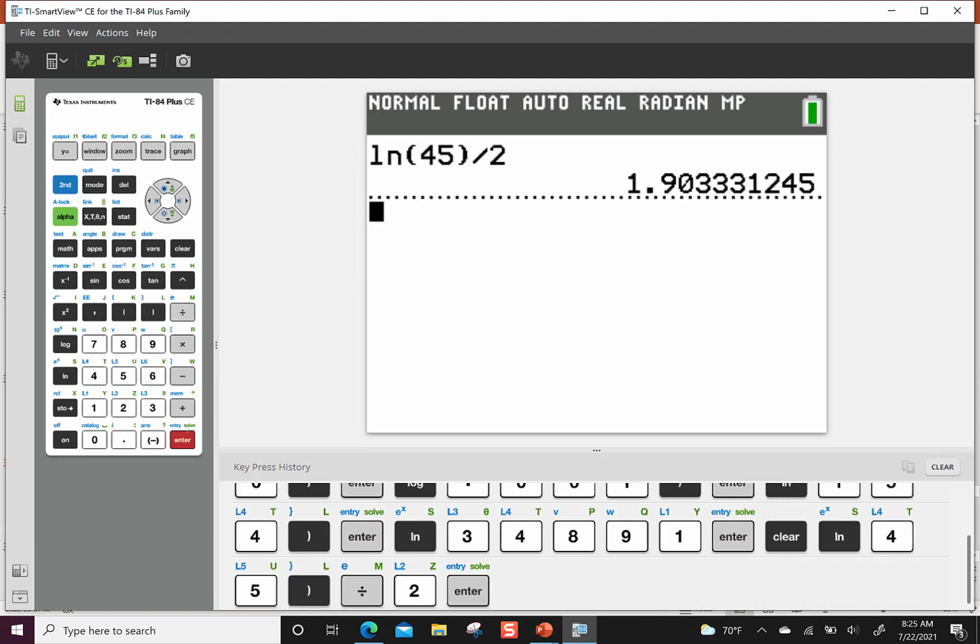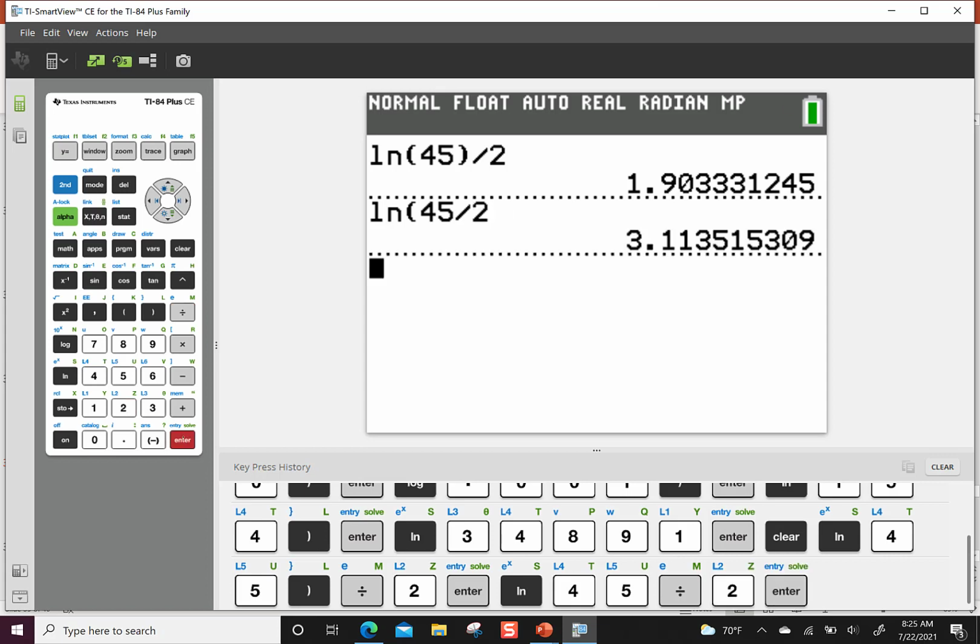There's our 1.9033. Versus if I do the natural log of 45 divided by 2, where I didn't close the parenthesis, so it did divide by 2, and it would be 22.5. It's bigger, it's 3.11. So watch for that. Make sure you're looking at notation, close your parenthesis. That'll help you from having to redo a problem because you made like a little mistake.